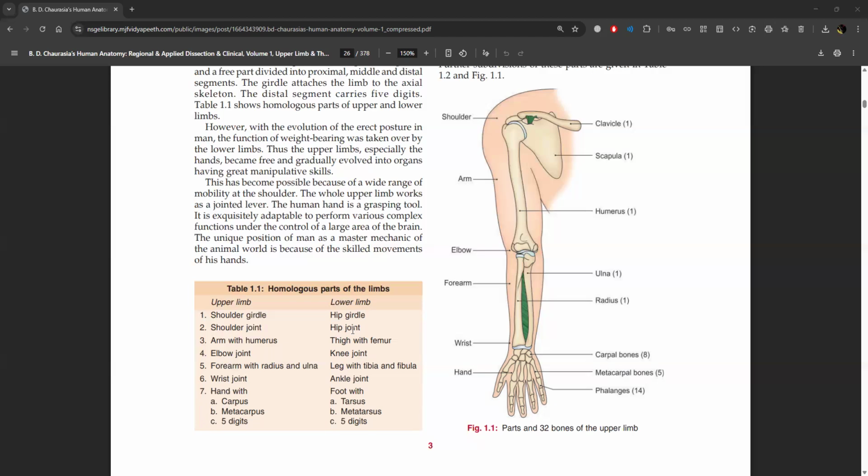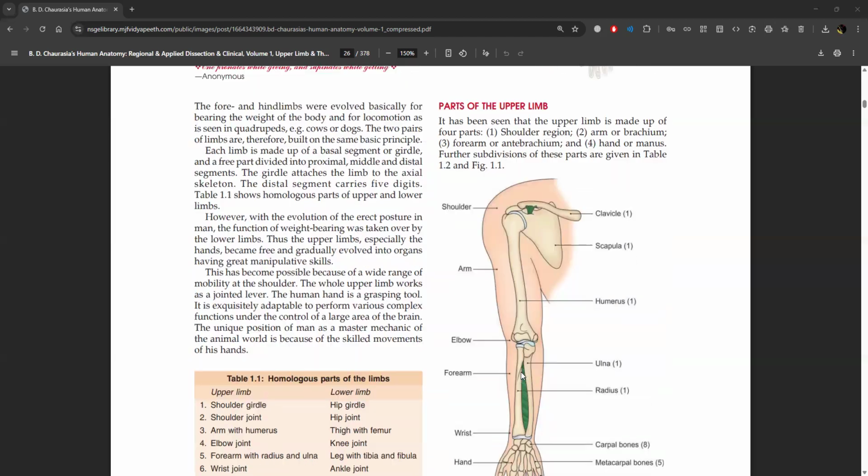Table 1.1, homologous parts of the limbs: upper limb, lower limb; shoulder girdle, hip girdle; shoulder joint, hip joint; arm with humerus, thigh with femur; elbow joint, knee joint; forearm with radius and ulna, leg with tibia and fibula; wrist joint, ankle joint; hand with carpus, metacarpus, 5 digits; foot with tarsus, metatarsus, and 5 digits.